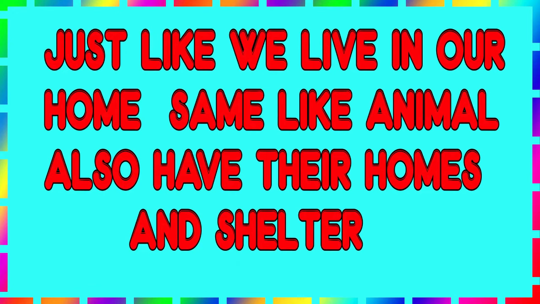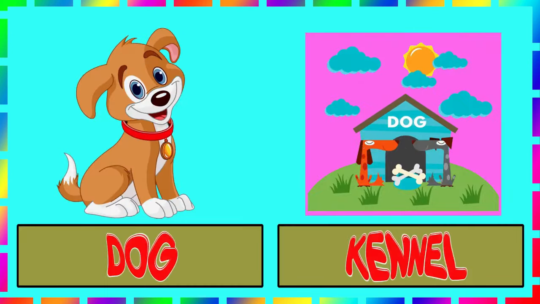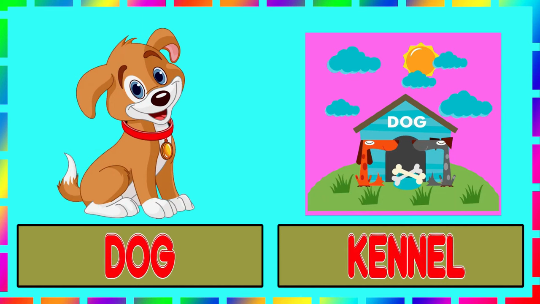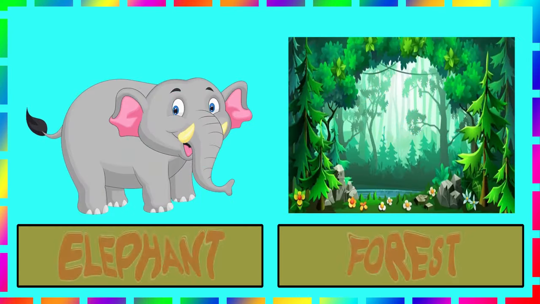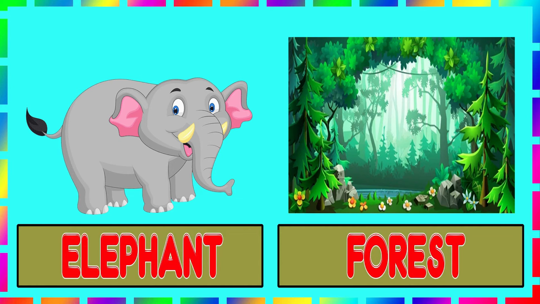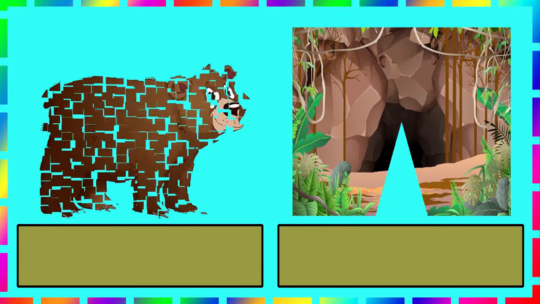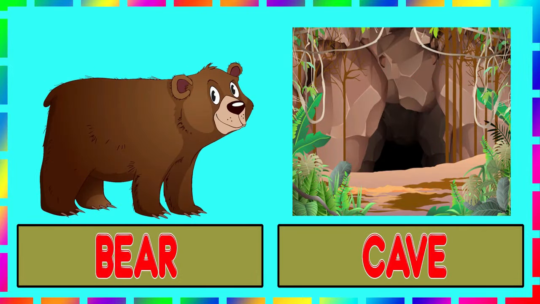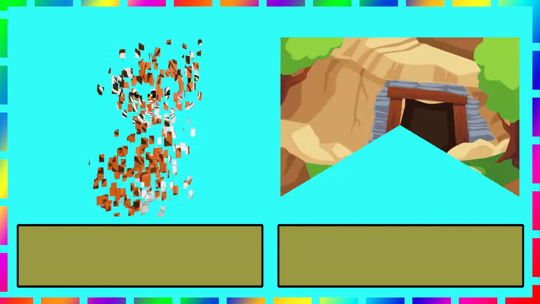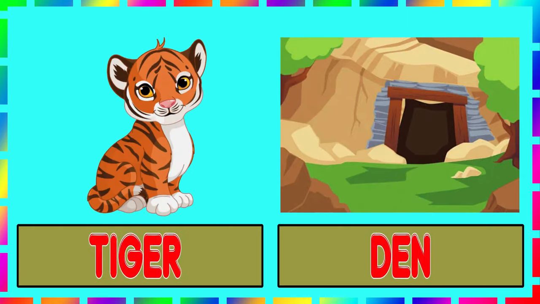Like we live in our home, animals also have their own home and shelter. Dog. A dog lives in a kennel. Elephant. Elephant lives in a forest. Bear. Bear lives in a cave. Tiger. Tiger lives in a den.